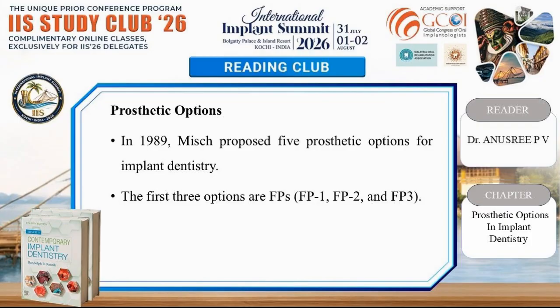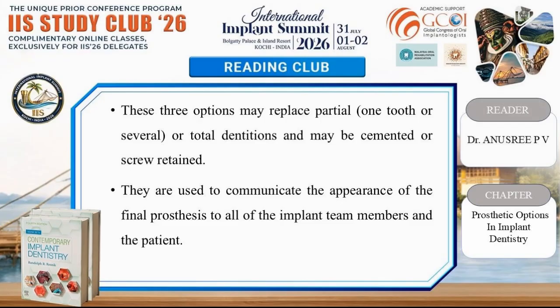In 1989, Misch proposed 5 prosthetic options for implant dentistry. The first 3 options are FPs, that is FP1, FP2 and FP3. These 3 options may replace partial, that is one tooth or several, or total dentition, and may be cemented or screw retained. They are used to communicate the appearance of final prosthesis to all of the implant team members and the patient.